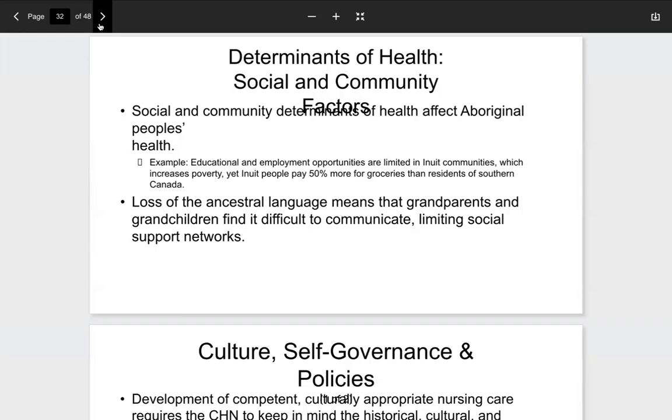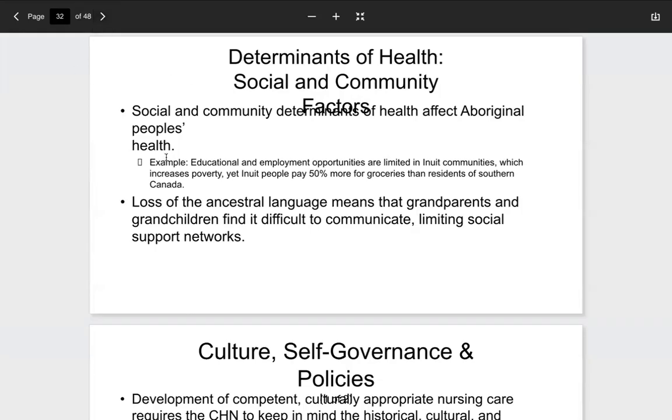How are you supposed to pay 50% more for groceries if your educational opportunities are lower, which means your employment opportunities are that much lower, which means you don't have enough money to afford these expensive groceries? So they're stuck in that system of oppression that's been created.